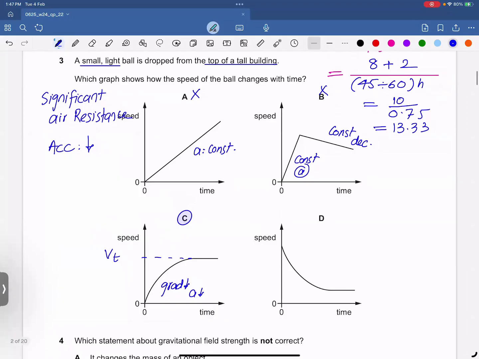Over here, they did not tell you that there is air resistance, but you have to figure it out because the ball falls from a tall building in air. Whenever bodies fall from tall buildings or tall heights, the acceleration decreases due to significant air resistance.